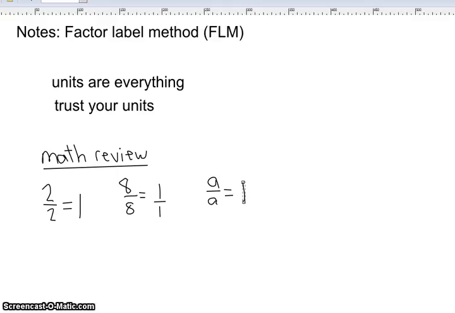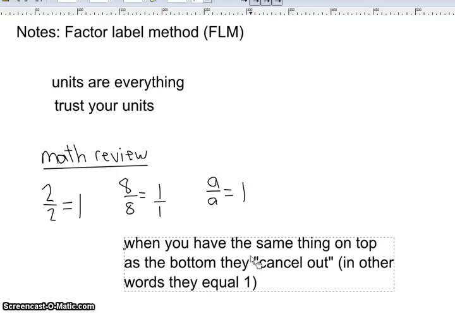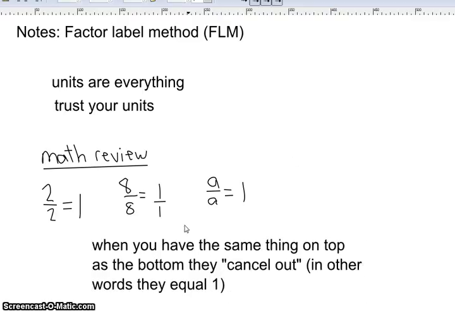Okay, so one of the things that we need to understand in math is that when we have something on the top and something on the bottom, and as long as they're the same thing, such as this 8 and this 8, this 2 and this 2, or some number a and some number a, they're going to cancel out. And what I really mean by canceling out is that they equal 1. This is really a key idea for how the factor label method works.